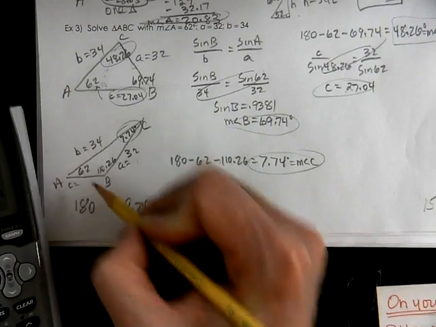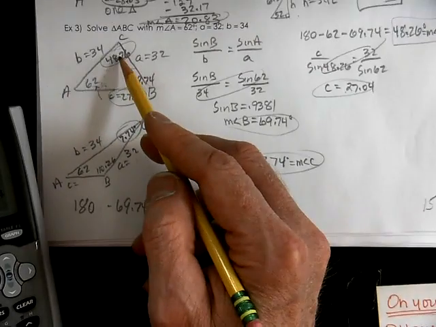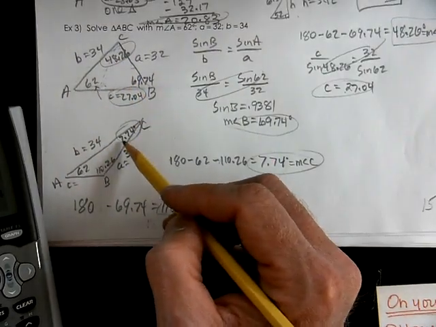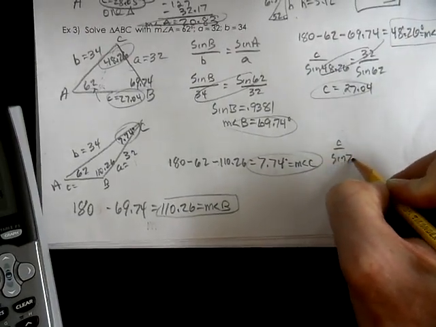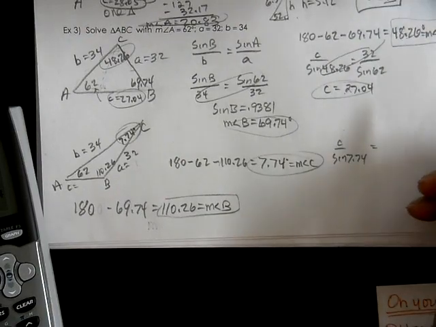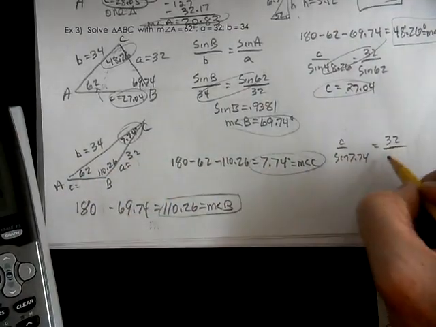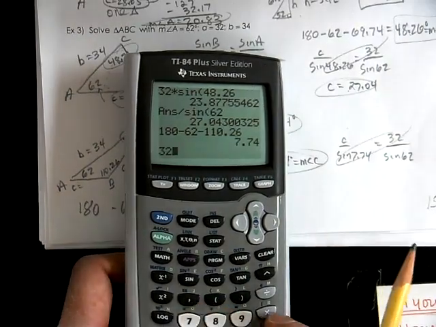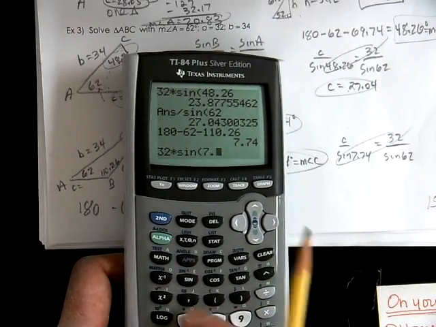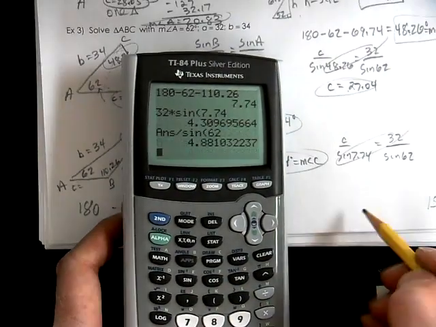Now we have to figure out this side C, because if that's 7, this side C is going to be much smaller. When it's 48, this one's 27, but when this is 7, this is going to be much smaller. So C over sine of 7.74 is going to give us 32, the A fraction. So we cross multiply. That's 32 times the sine of 7.74 divided by the sine of 62.